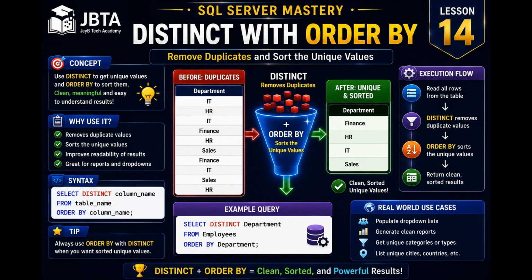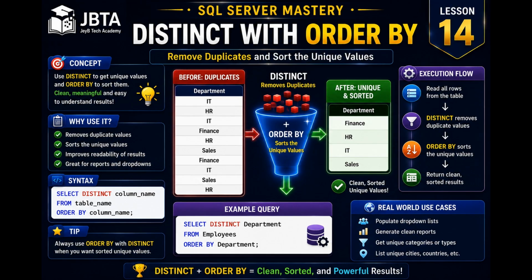Now let's learn how to use the distinct clause together with the order by clause. This is one of the most common combinations used in SQL Server. So far, we've learned that the distinct clause removes duplicate values. We've also learned in an earlier lesson that the order by clause sorts the query result. Now let's combine these two clauses.